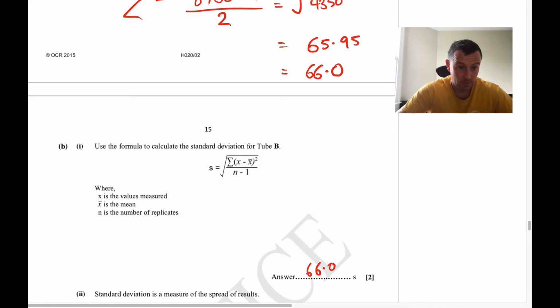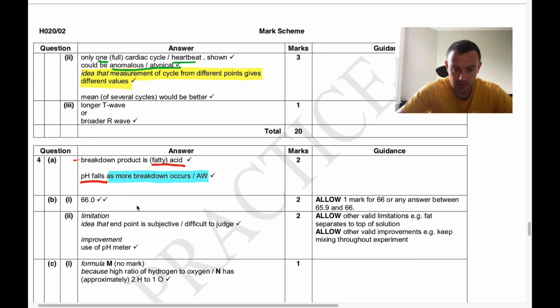Now check the mark scheme, and that is okay. 66.0 for two marks, 1 mark for either 66 or any answer between 65.9 and 66. So the second mark is really to give it to the appropriate number of significant figures. Okay, on we go.